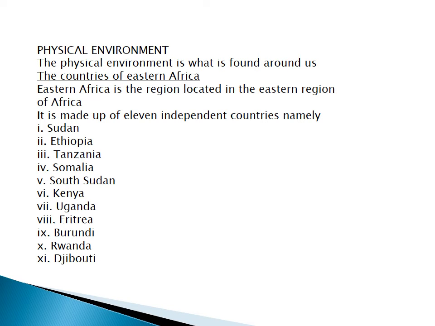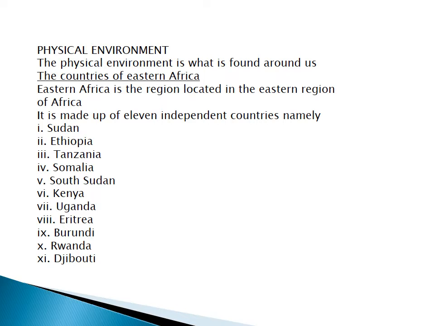So physical environment, even in class 5 we said, are what are found around us. Now let's talk about the countries of Eastern Africa. Eastern Africa is the region located in the eastern part of the continent of Africa. So Eastern Africa, in the continent of Africa as a whole, is found at the eastern part, as the eastern region.